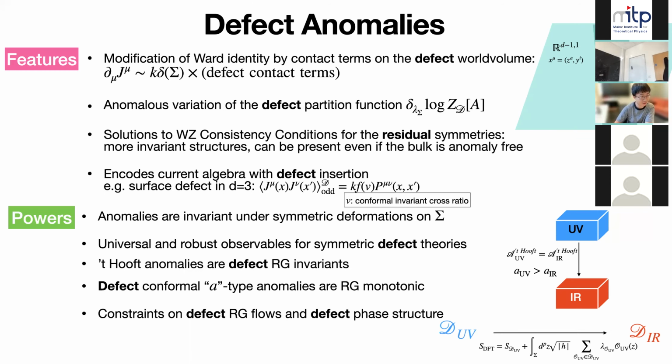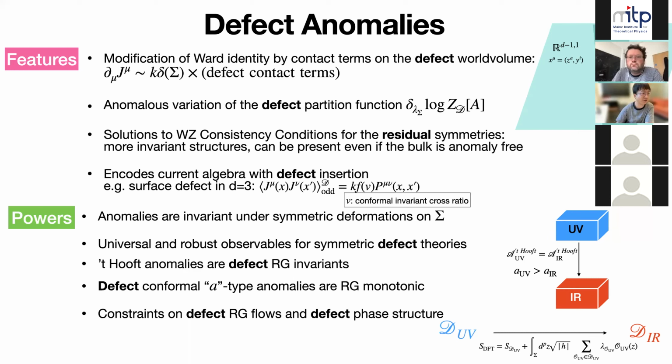Yes, when you said defect 't Hooft anomalies are defect invariants, are you talking about RG on the defect, or are you talking about RG in the bulk? That's a very good question. If you're talking about just the 't Hooft anomalies, any symmetric deformation would leave the anomaly invariant. This includes both defect and bulk deformations, as long as they preserve the symmetry. This has to do with the quantized nature of these 't Hooft anomalies. This will not be the case for the conformal anomalies. Does that answer your question?